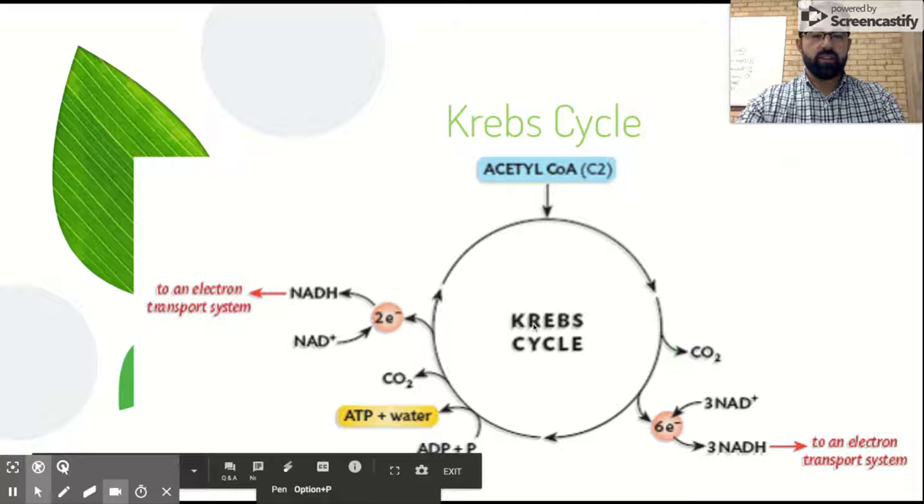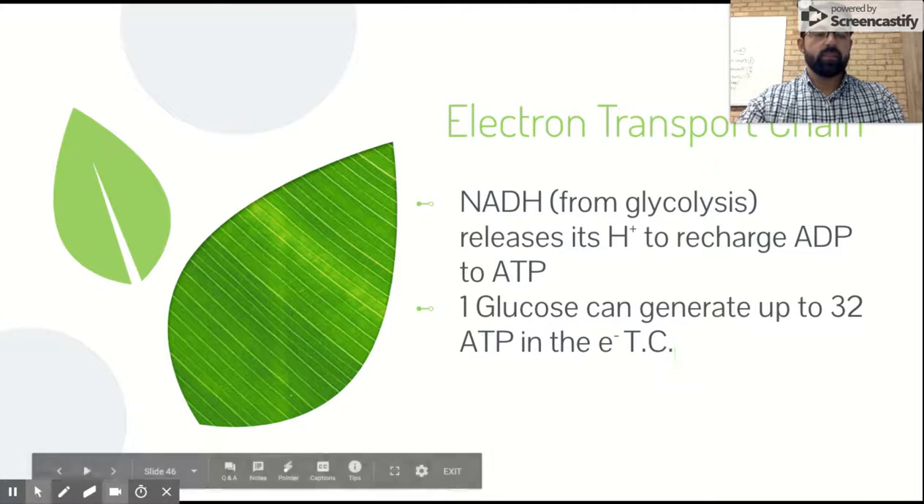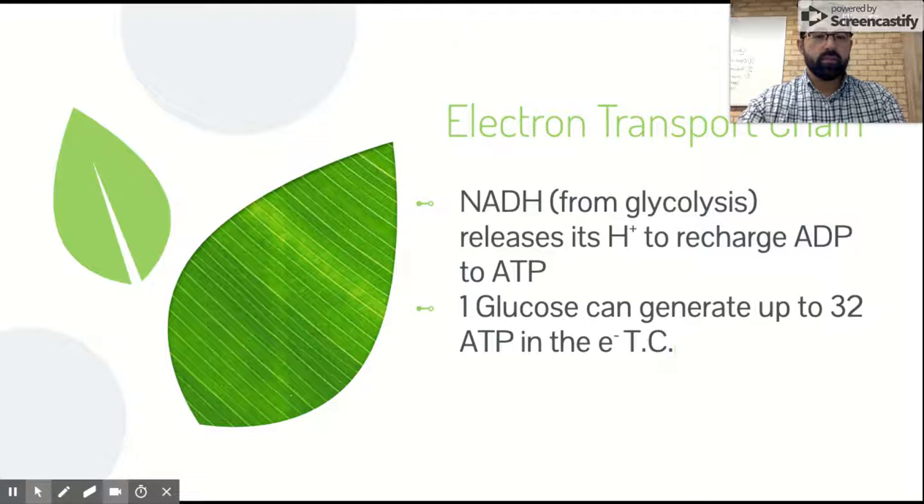So in the electron transport chain, this is where we use the NADH molecules to recharge ATP by forming a proton gradient. H plus, a hydrogen ion, is essentially just a proton floating around. So we use that to recharge ADP, adenosine diphosphate, with 2 phosphates, into ATP. And through the electron transport chain, one glucose can generate up to 32 ATP. So this is where the energy happens.